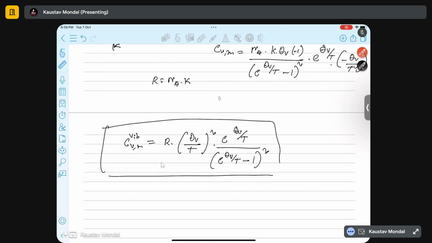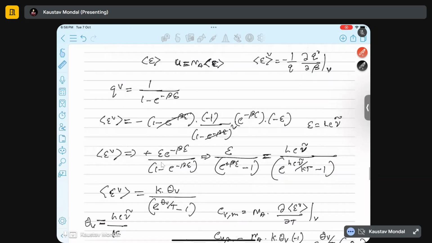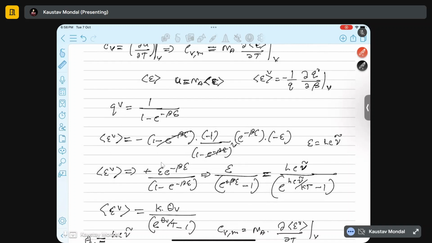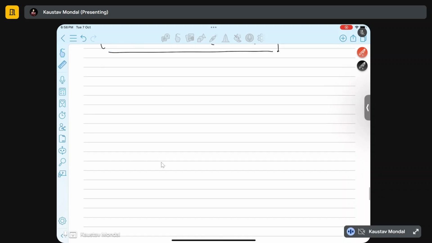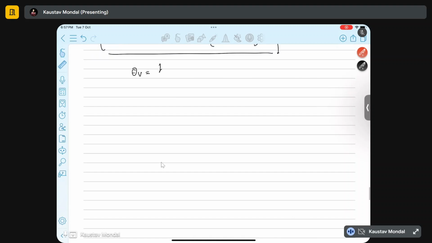Since we got the expression, we just have to substitute all the values. After doing that, we'll get the value of the vibrational part of the specific heat. For that, first we need to calculate the value of theta v, the characteristic vibrational temperature. So theta v is basically hc nu tilde by k. Now hc value you already know, 6.626 times 10 to the minus 26. Light value you know, 3 times 10 to the power 8.